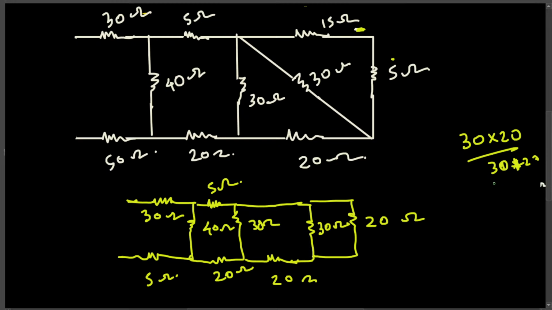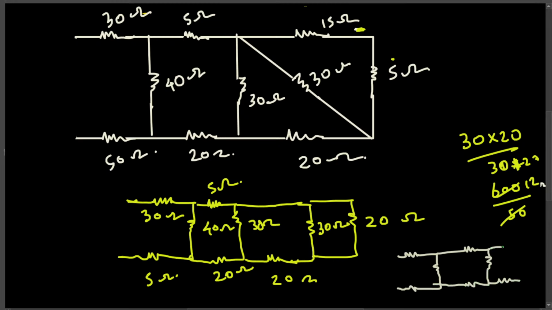So 30 times 20 is 600 divided by 30 plus 20, that is 50. 50 times 12 is 600, right? 12 times 5, yes. So 12 is the equivalent resistor for this one. So if I redraw this one, this is gonna be 30 ohm, 40 ohm, 5 ohm. Then we have 5 ohm here, 30 ohm here, 20 ohm here, and then 20 ohm here. And then the equivalent resistance we just found out, that is 12.